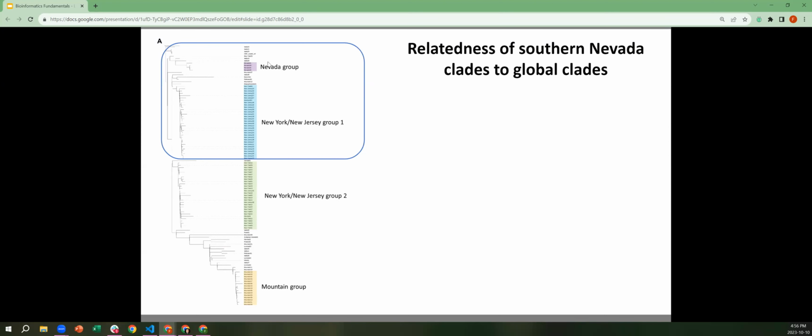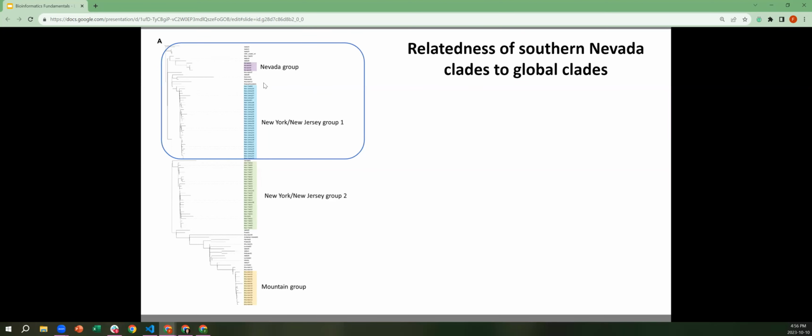Now, the first thing we wanted to know is this Nevada group, is it related to any of our other samples? Is there a likely transmission event from any of the other known ongoing outbreaks to our Nevada group? So if we just take a minute to orient ourselves on this tree, we have 2 New York outbreaks that were ongoing and well studied, lots of sequencing going on there. We also had a mountain group that was genomically distinct from the New York groups. And even within the New York groups, there is a separation of 2 clades, 2 clusters of samples.